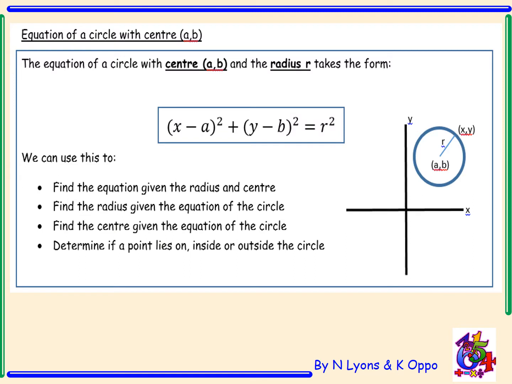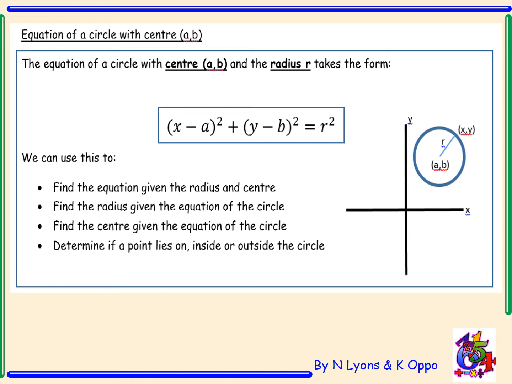(x minus a) all squared plus (y minus b) all squared equals r squared. (a, b) is the centre of the circle, x and y again are a point on the circumference, and r is the radius, as you can see from the diagram.